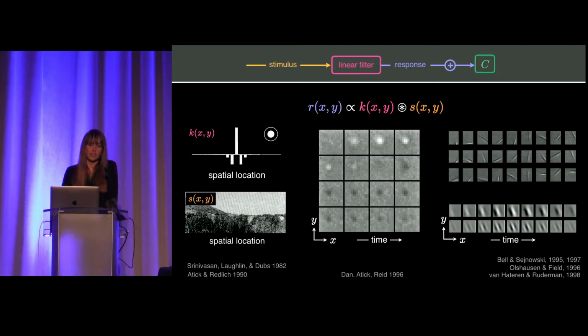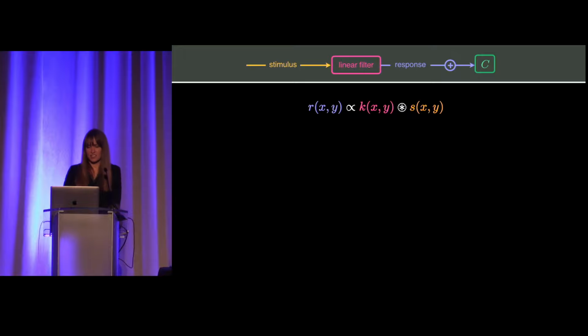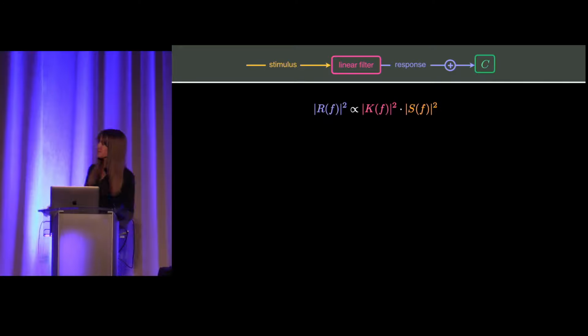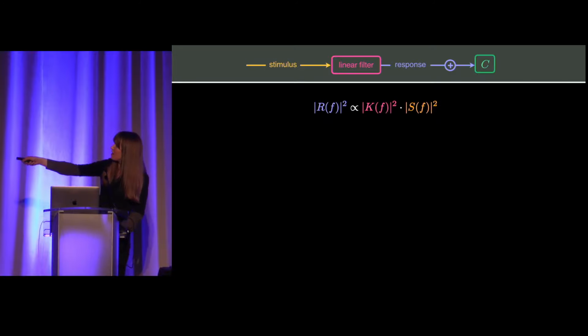So if we take this equation and we transform it into the frequency domain, what was a convolution in space and time becomes a multiplication in the frequency domain, and this is a bit easier to work with. So now we can think about the power of a linear filter as it relates to the power of our input distribution, and we can think about how we would design this filter in order to flatten that power spectrum at the output.